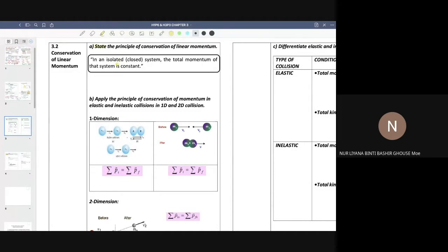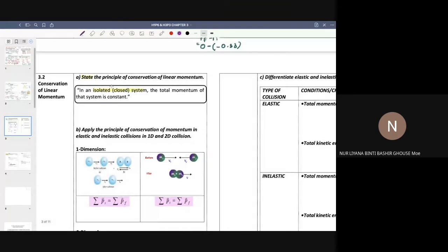So principle dia says that in an isolated or closed system. What does it mean by isolated and closed system? Isolated and closed system maksudnya there is no net external force. Tak ada net external force. Maksudnya force yang dikenakan is balance. The force applied is balance. So kita boleh kata sum of F kita is equals to zero.